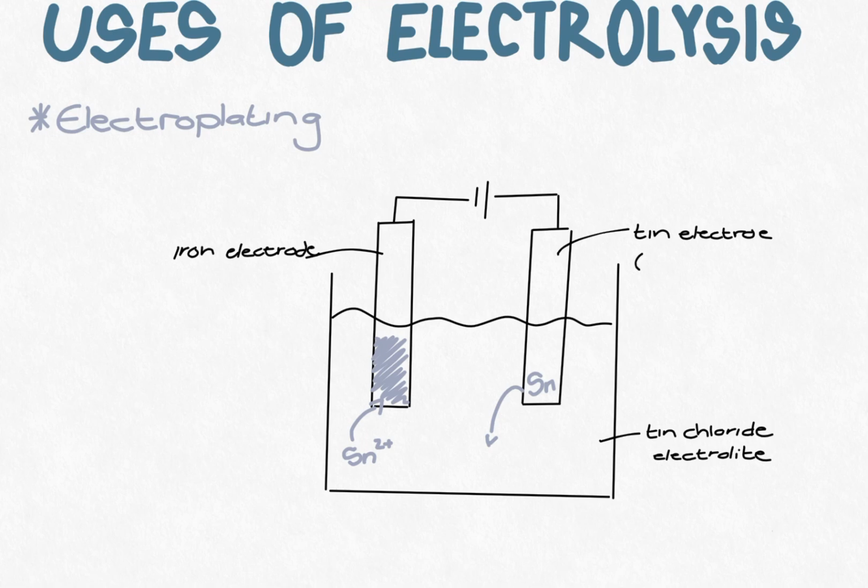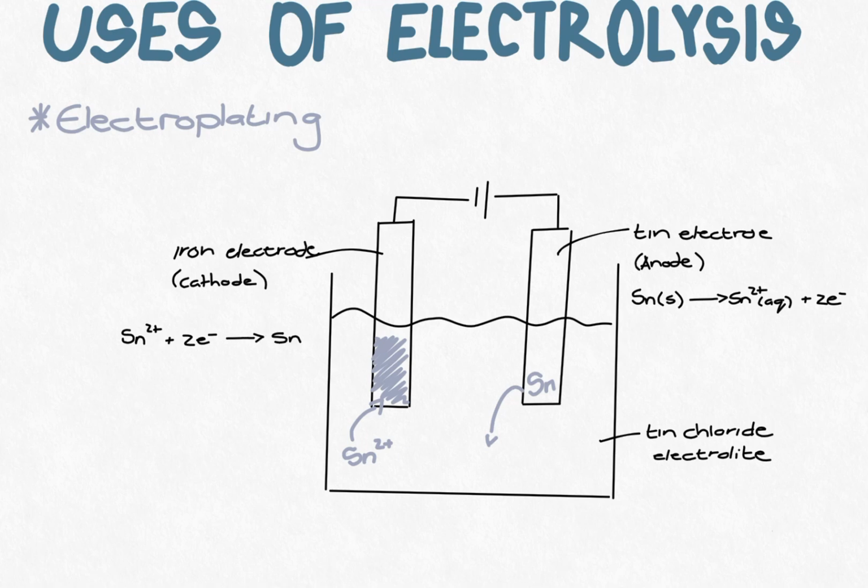Now tin at our anode will then be deposited into our electrolyte, keeping the concentration of tin in our solution constant. Now we can see the half reaction of tin here at our anode, where tin loses 2 electrons to produce tin 2 plus ion. Then at our cathode, we can also see our half reaction, and this is where tin gains 2 electrons to produce solid tin onto our iron.